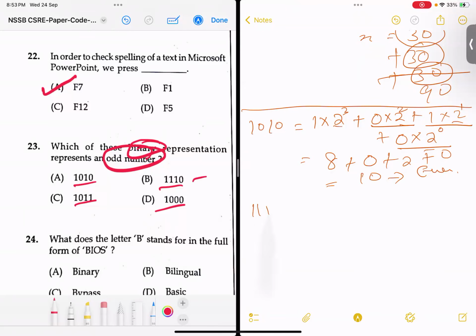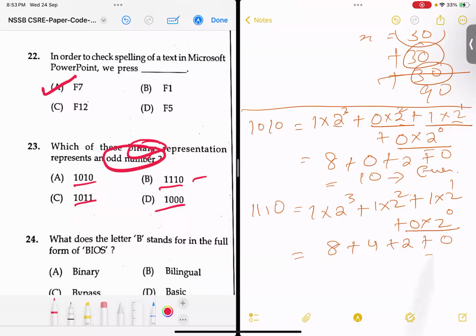It is 1110, right? So 1 into 2, binary, okay? 1 into 2 plus 1 into 2 plus 0 into 2. So the powers should be 0, 1, 2, 3. 8, 4, 2 plus multiplication with 0 is 0. So again, this is 14, which is an even number.